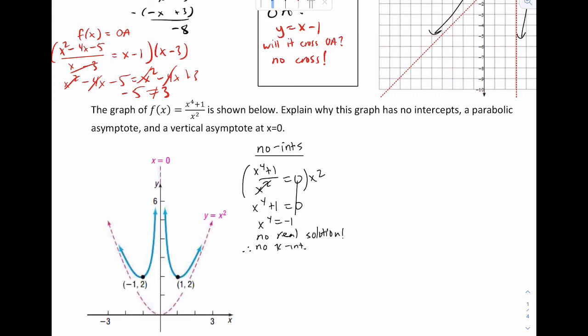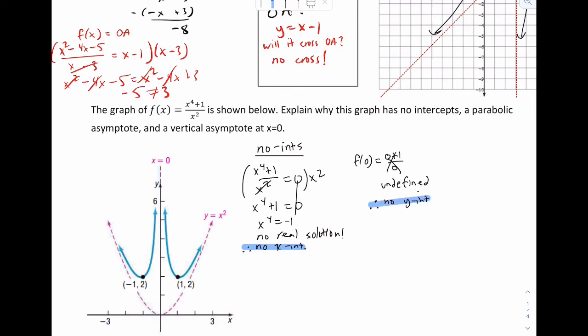And then if you plug in 0, f of 0, you get 0 plus 1 over 0, which is undefined. You can't divide by 0. Therefore, there's no y-intercept. So that takes care of our intercepts.